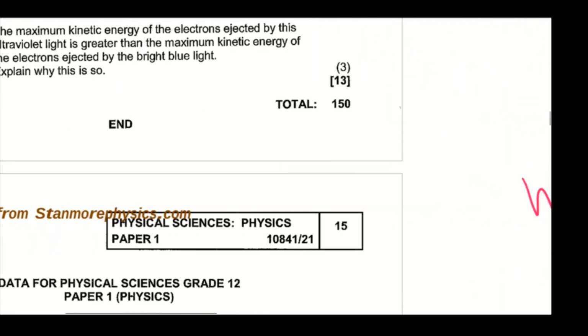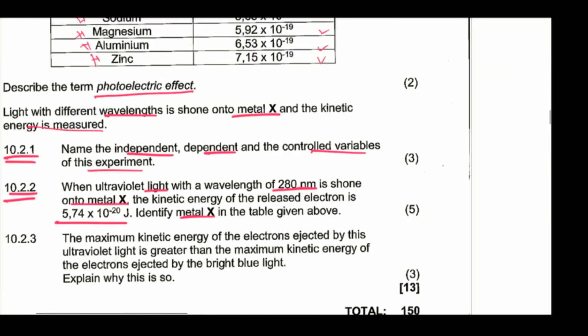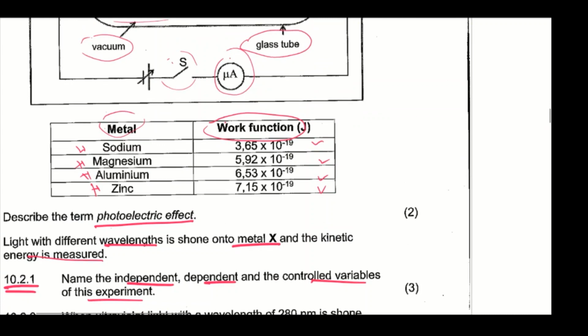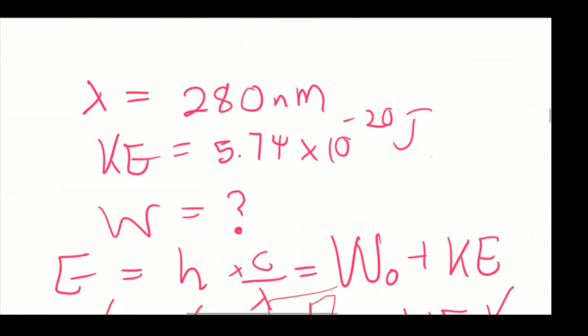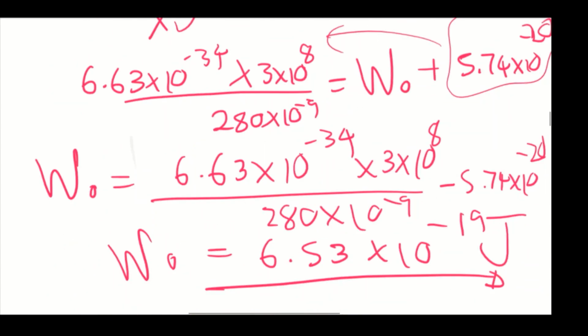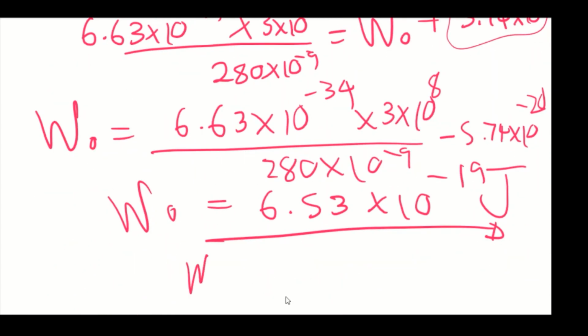So we're going to go back to our table. We got 6.53. So 6.53 is this one here, right? So now we know that the metal that was used is actually aluminium. So we can go back and indicate which metal is metal X, right? So simply say metal X is aluminium.